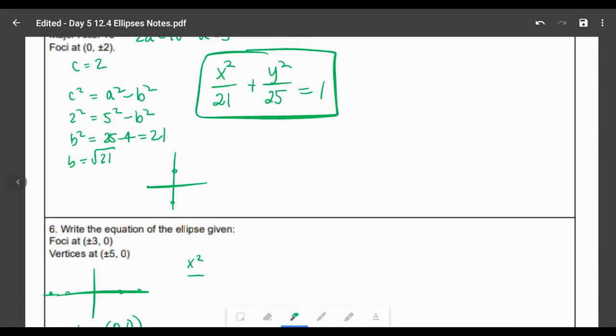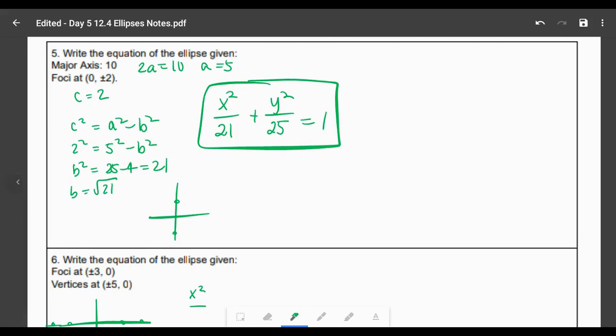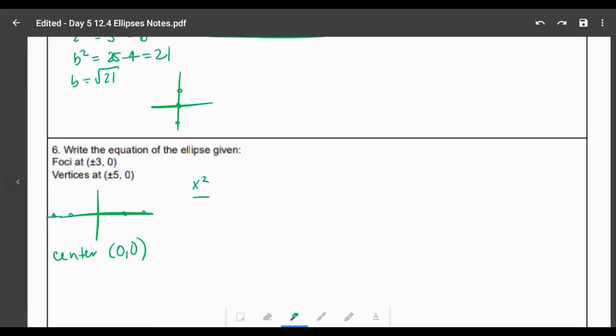I guess I should have mentioned that for the previous problem, since the focal points have to be the same number of units away from the center, the center had to be at 0, 0. So going back to number 6, I know that I should have this generic format. And since they give me focal points, that gives me c, so c is equal to 3 units.